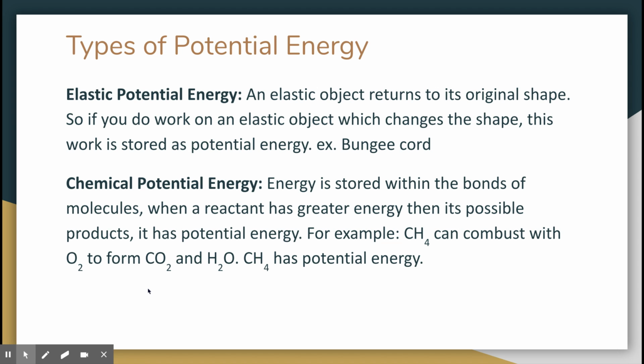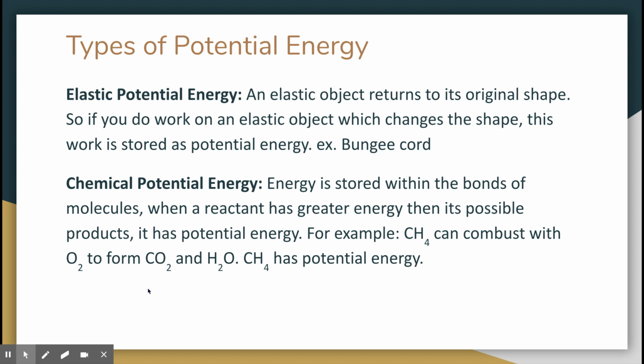So if you stretch an elastic object, which changes the shape of it, you actually store the work you just did as potential energy. So this happens in a bungee cord. If you pull an elastic band to shoot it, all have elastic potential energy.